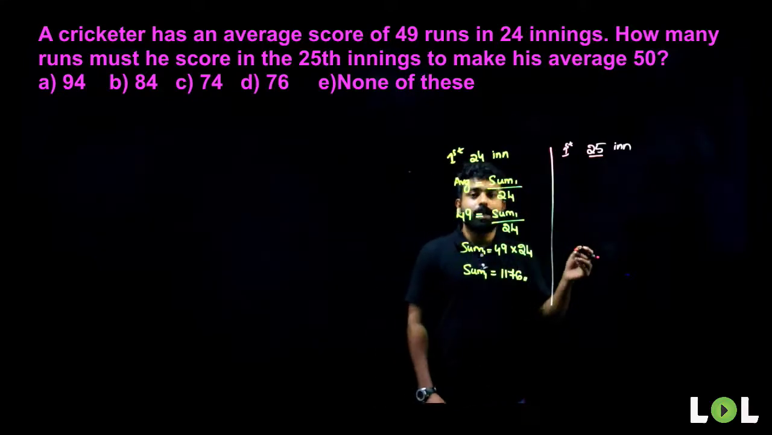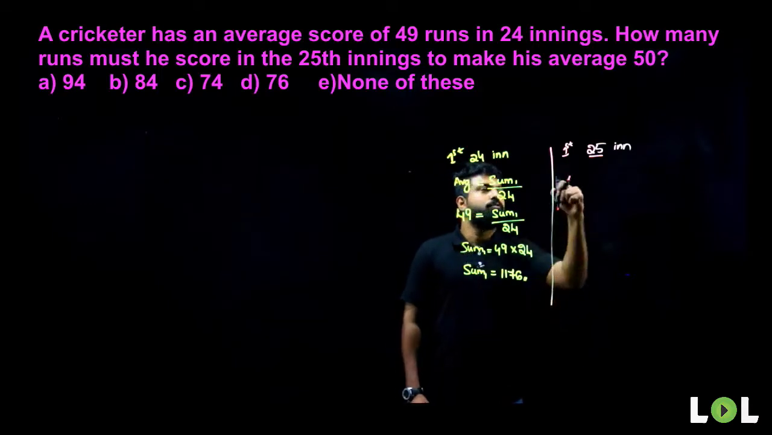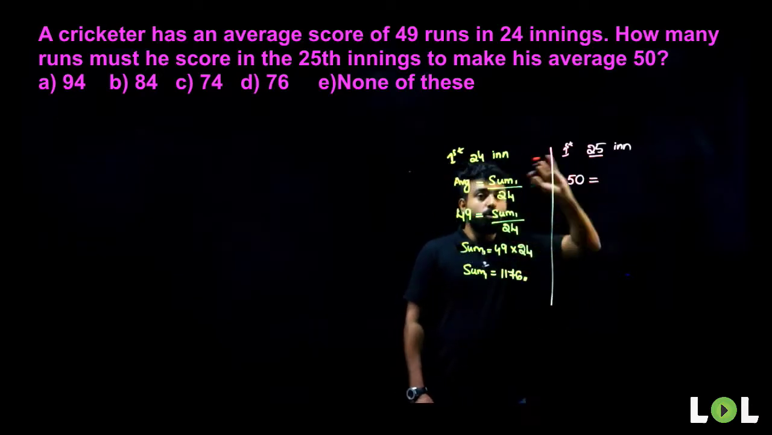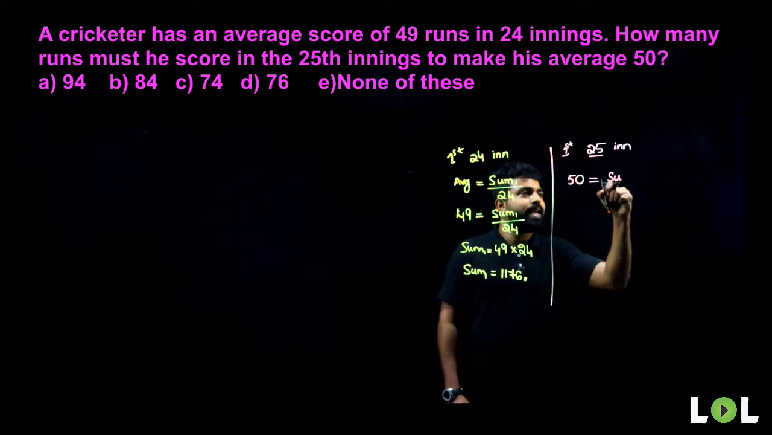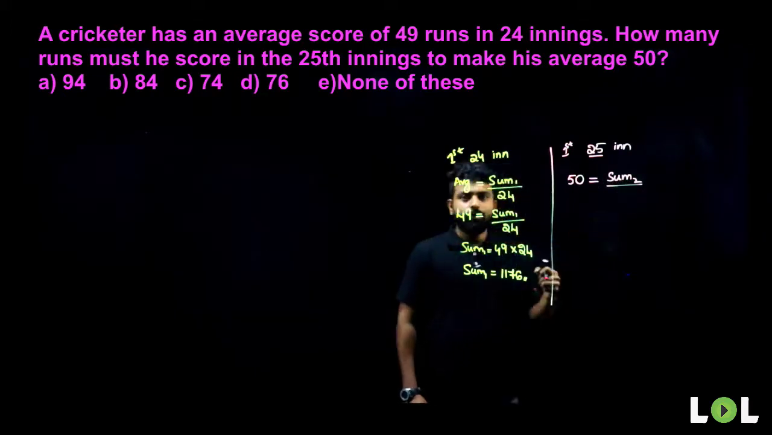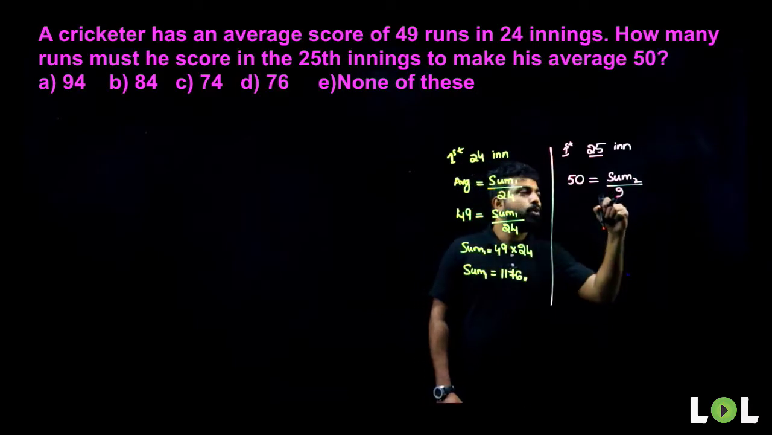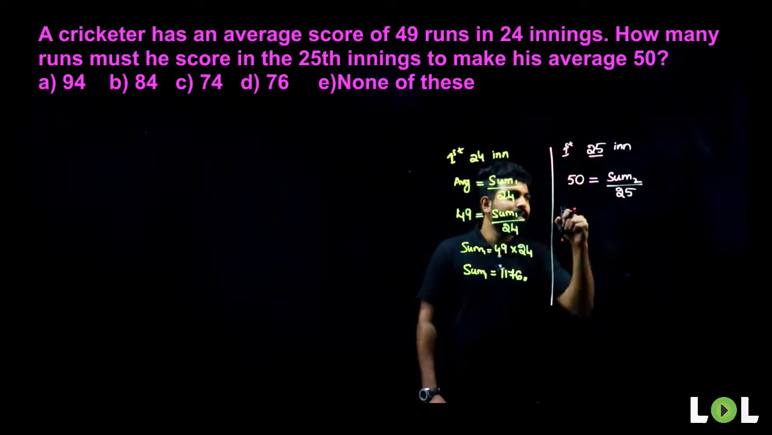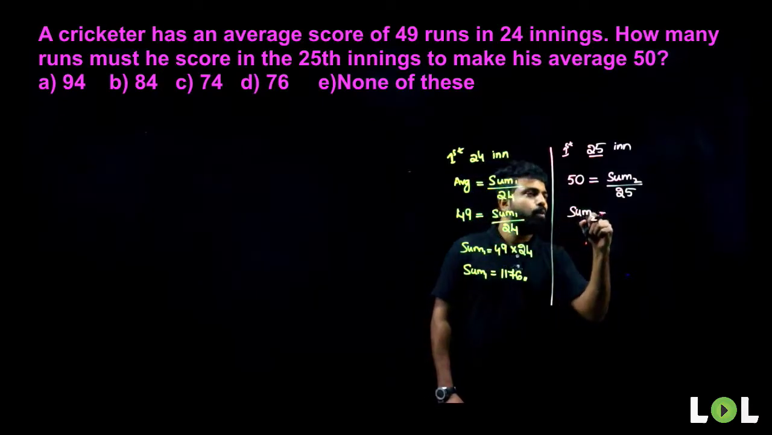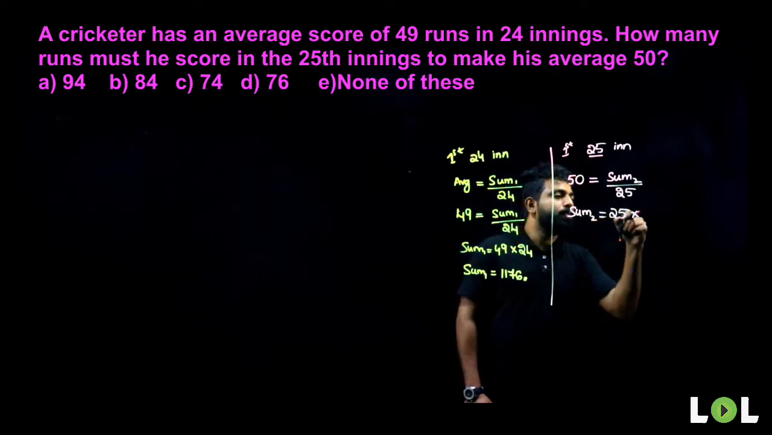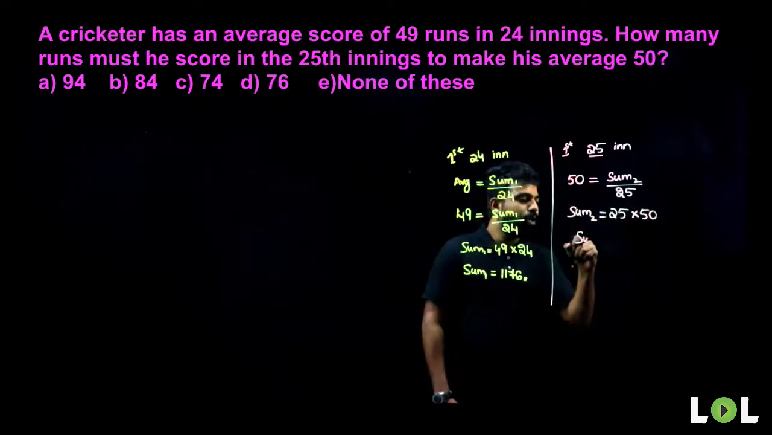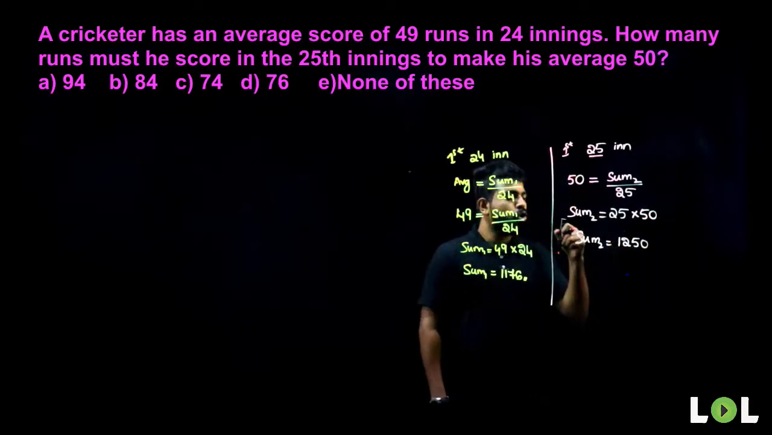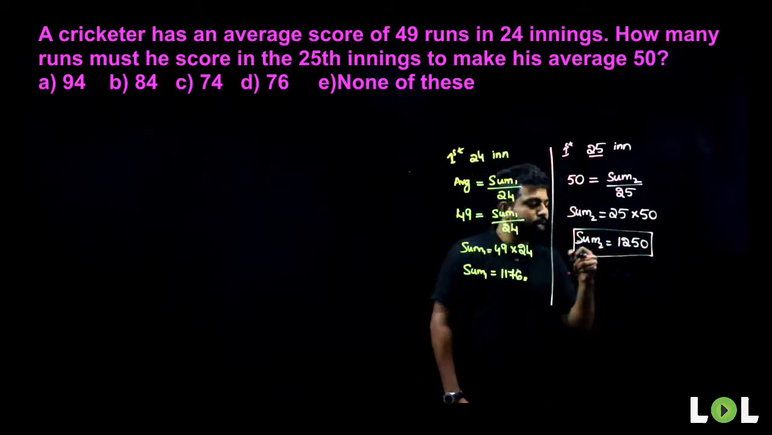Now what are they telling? Now he wants to make his average to be 50. So what will be the total runs that he has to score in total 25 innings? We don't know. So we'll take it as sum 2 divided by how many innings he would have played? He would have played 25 innings. So what will be the total runs that he had scored till 25 innings? It will be sum 2, that will be equal to 25 into 50. So what will be the value? It will be 1250. So he would have scored 1250 runs in his first 25 innings.